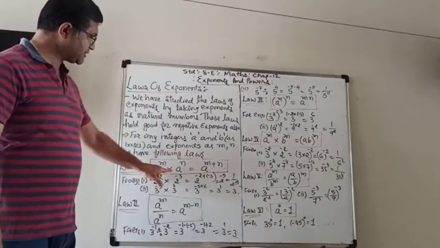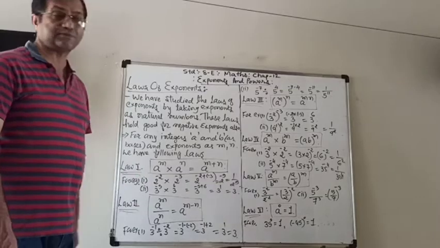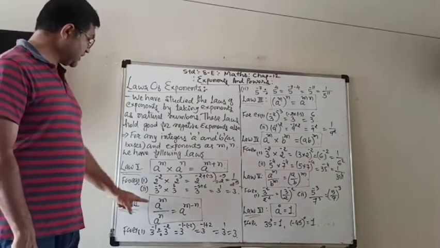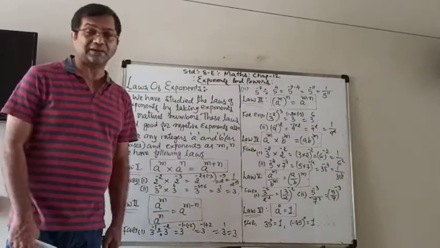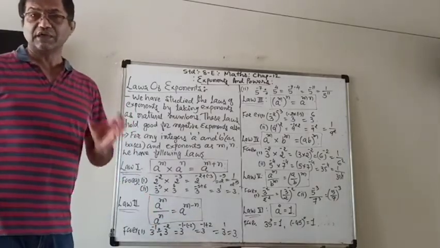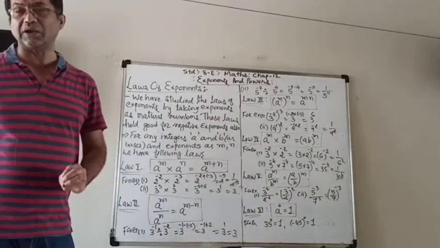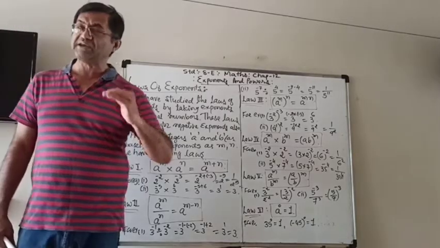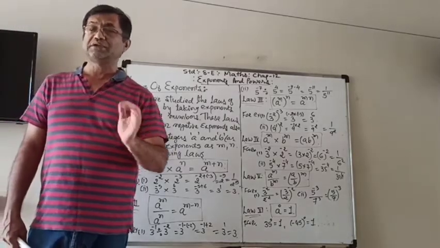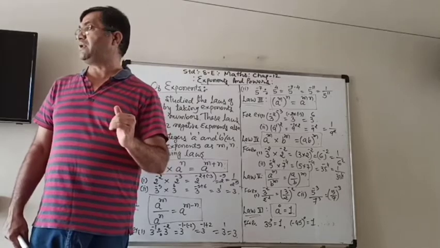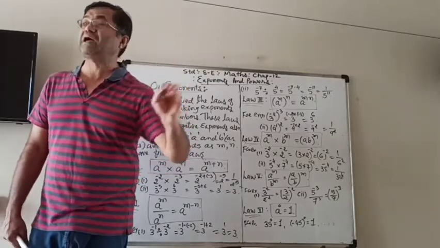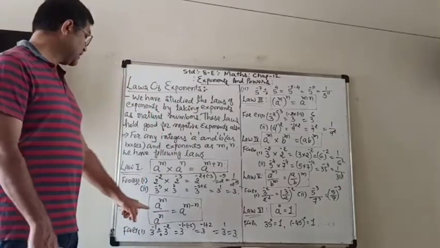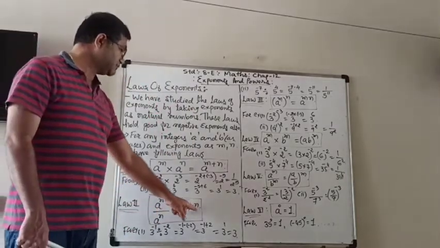Second law now. Here it was a multiplication sign, here it is division. Meaning a raised to m divided by a raised to n. Here also we can see that the bases are equal. So when the bases are equal and it is a division, then with the same base we have to subtract the powers. Meaning a raised to m minus n.